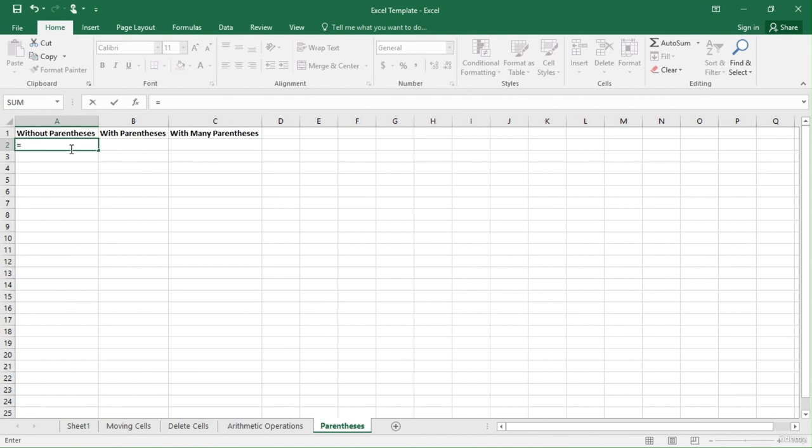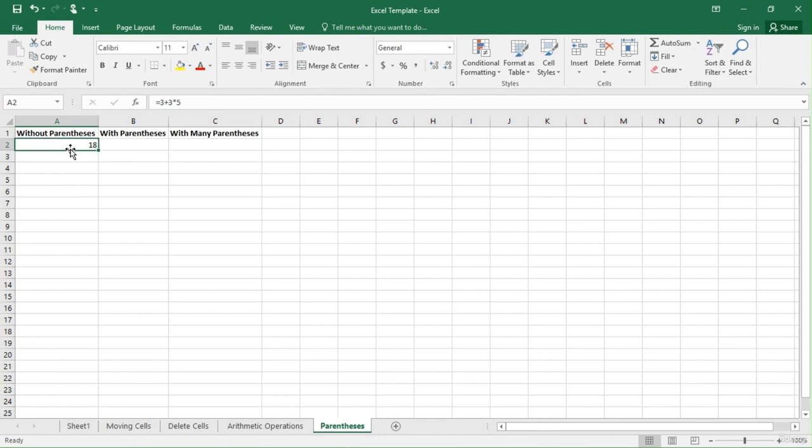Equal to. Remember to always put your equal sign before you start any calculation. Equal to 3 plus 3 multiplied by 5. Now we have 18.